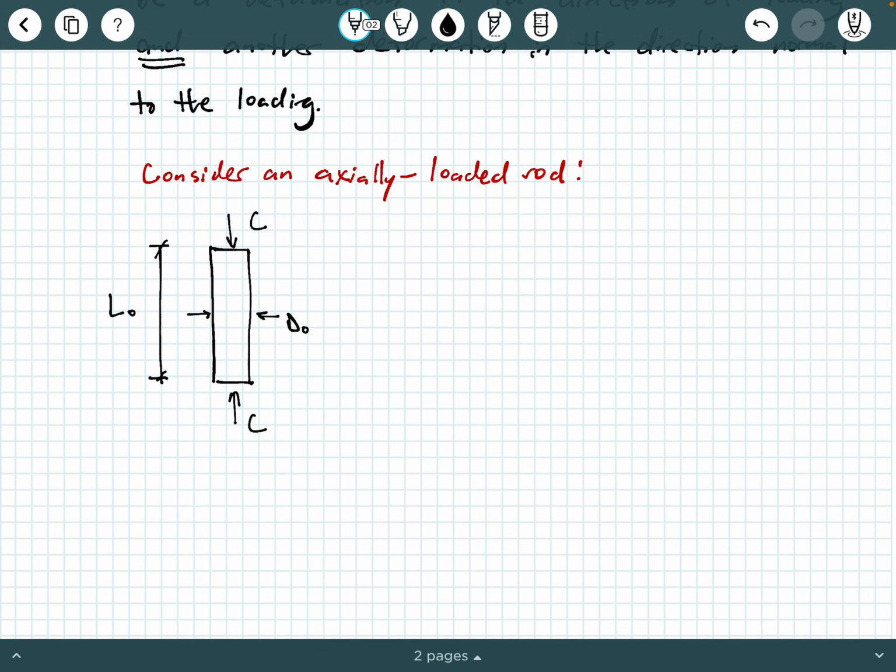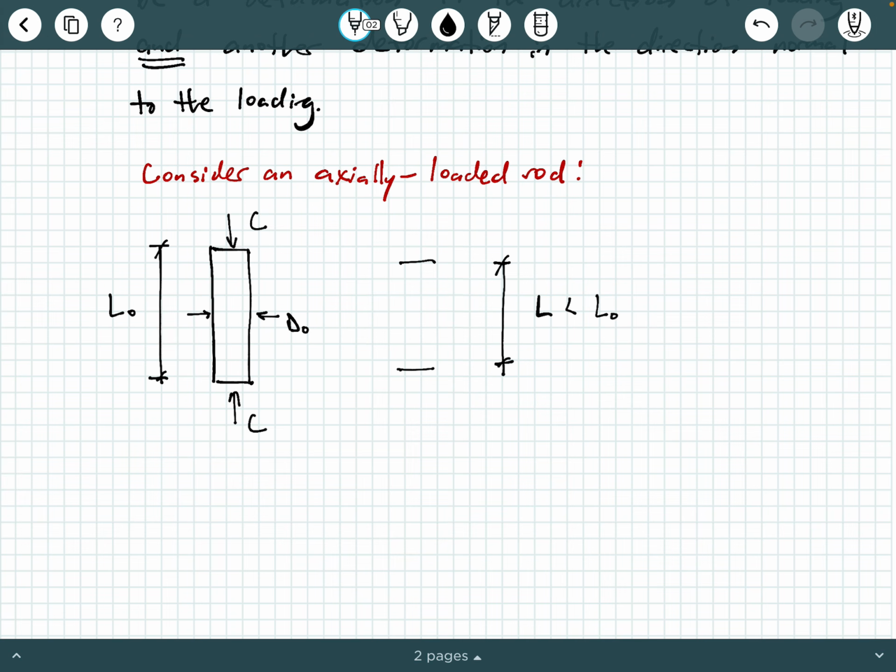Well, as you could imagine, the rod is going to shorten in length somehow. It's going to decrease in length. So I'm going to draw a deformed version of this rod right here. It's going to decrease in length, so this new length here, let's call it L, is going to be shorter than the original length L naught. That is the deformation in the direction of loading.